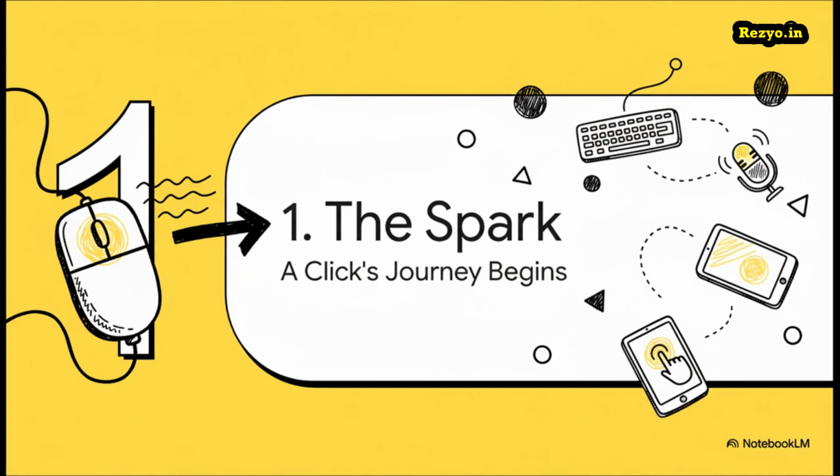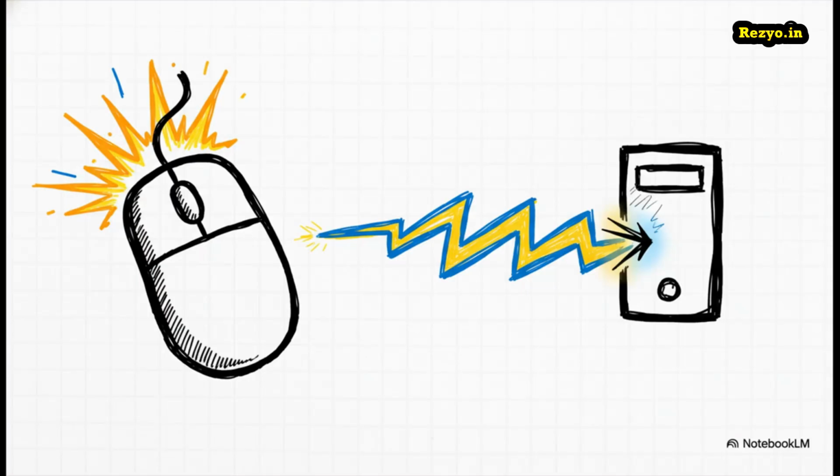Okay, let's start at the very beginning. Our journey kicks off with that first, critical spark, the input. This is the moment you tell the machine, hey, do this. So that physical click, the actual press of the button, that's the starting pistol for this whole race. It sends a tiny little electrical signal shooting into the heart of the machine, carrying your command. It's the very first step, just raw data entering the system.